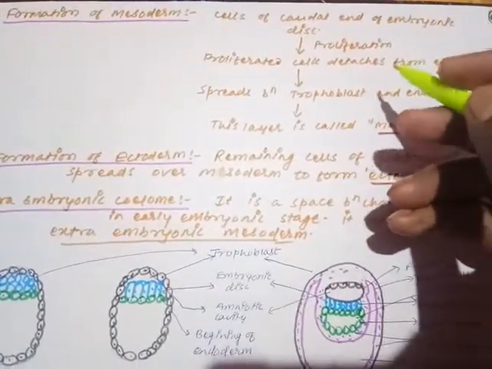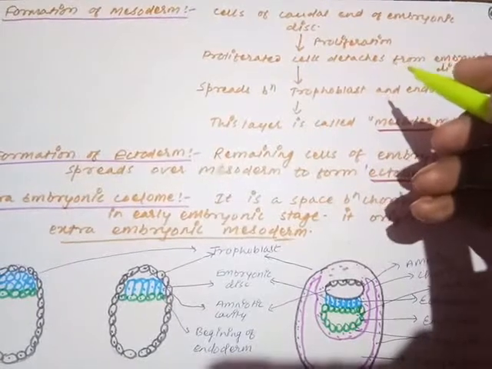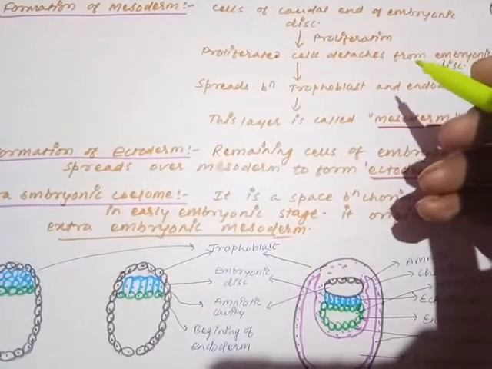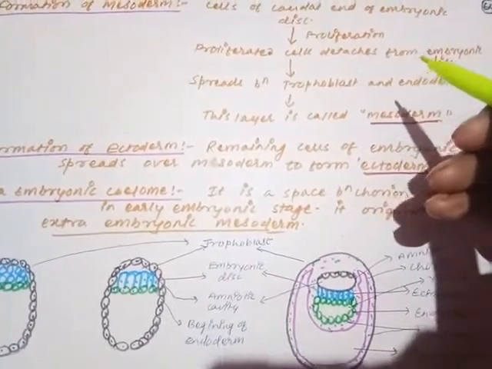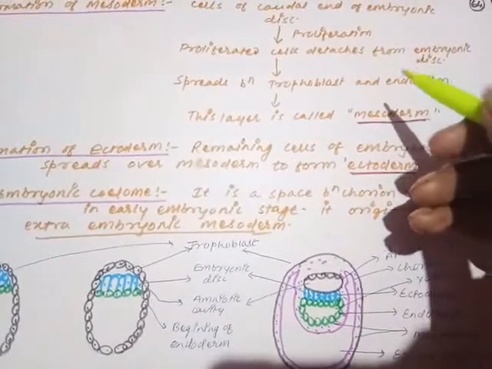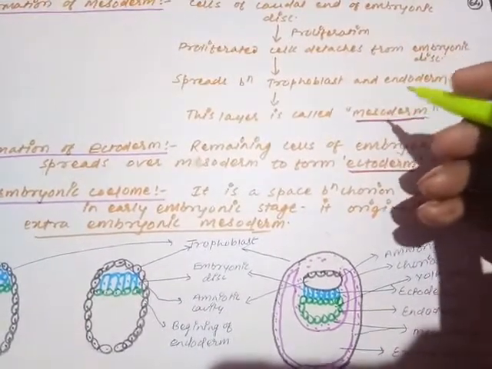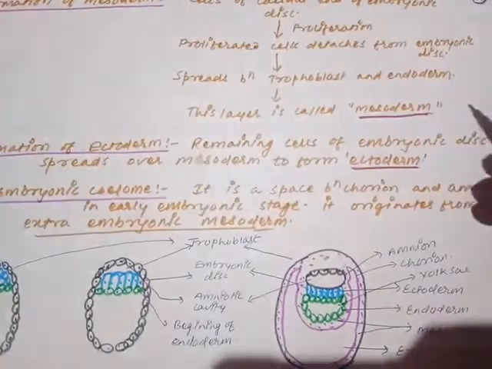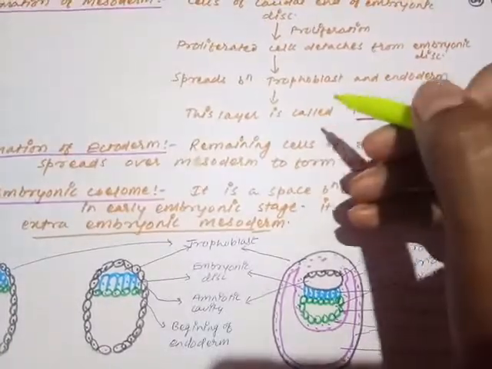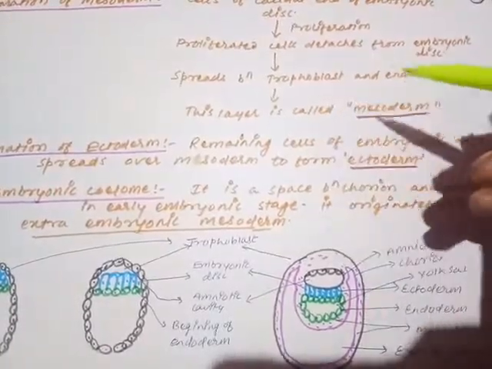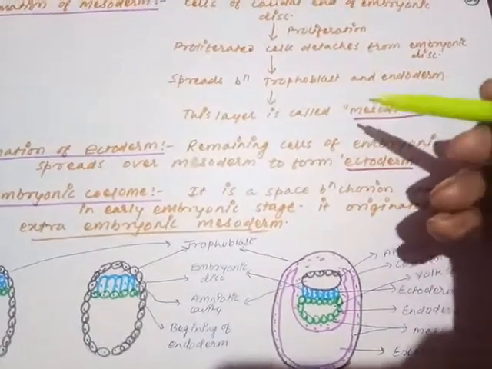Due to the continuous division, the number of cells will increase in the caudal region of the embryonic disc, and due to the increased number of cells in the embryonic disc region, they are just going to detach out from the embryonic disc and prepare a kind of seat in between the trophoblast and the endoderm. Are you getting my point?